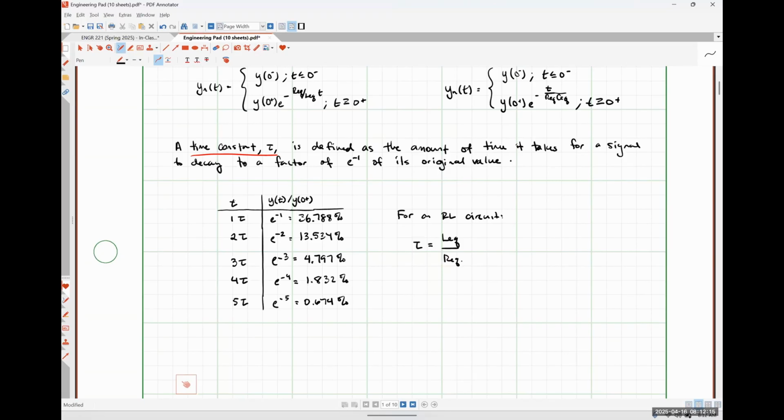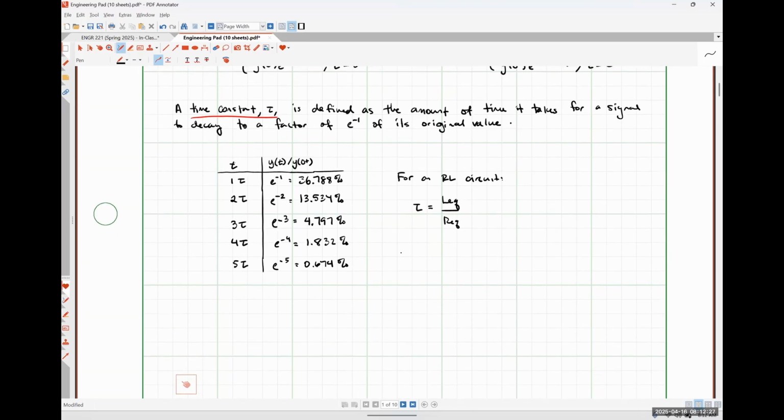Because if I plug in tau for the value of t there, then I have REQ times LEQ over LEQ times REQ, or just 1, right? And pretty similarly, we can see that for an RC circuit, our time constant tau is just going to be REQ, goodness, that Q looks terrible, multiplied by CEQ.